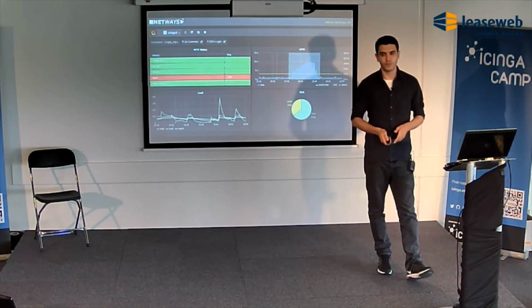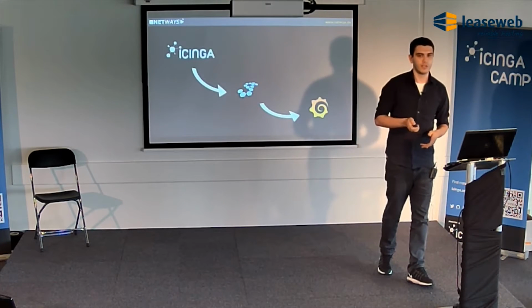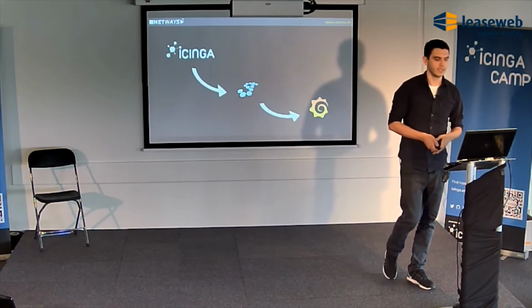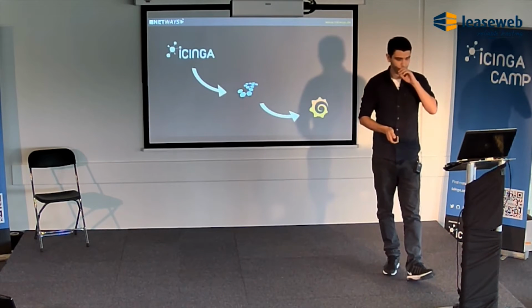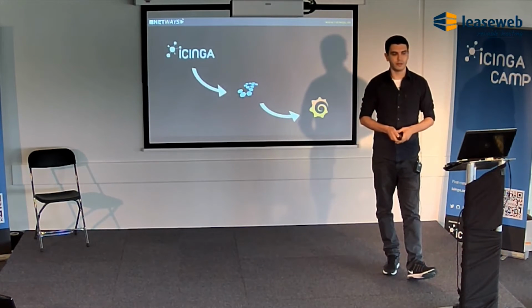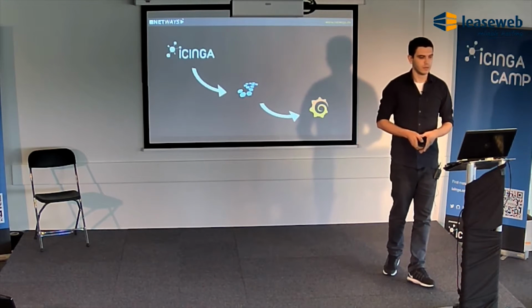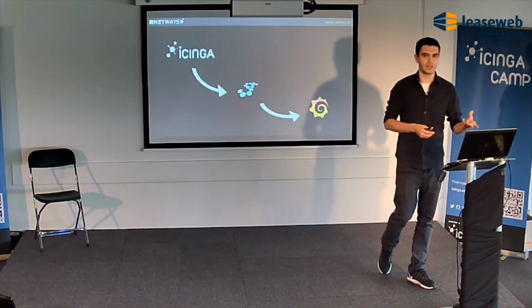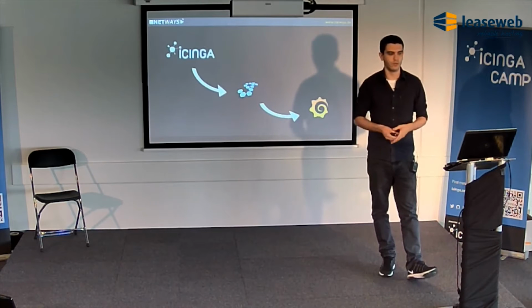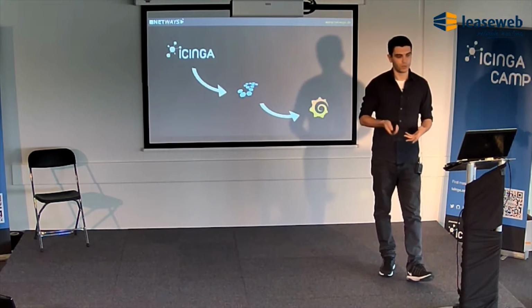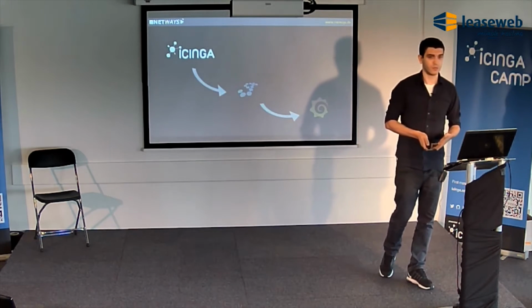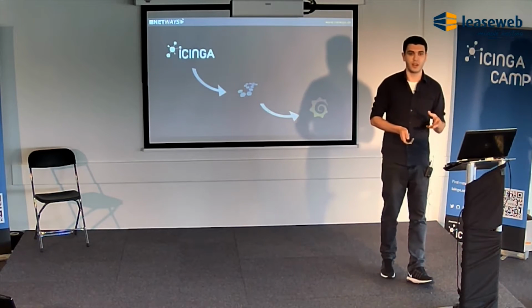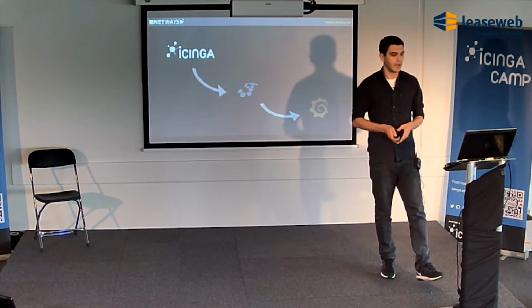But how can we do that? First things first, the components I will use are Icinga, Graphite, and Grafana. And the base of this is that we can collect data, we can store data, and we can visualize data in three easy steps. I will start with the Icinga component, which is collecting data.